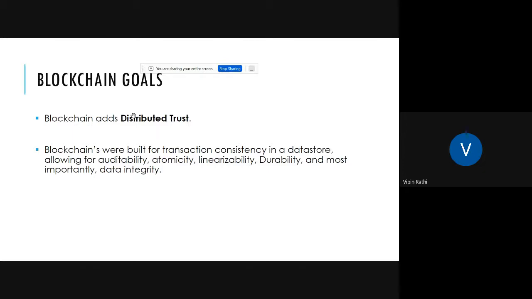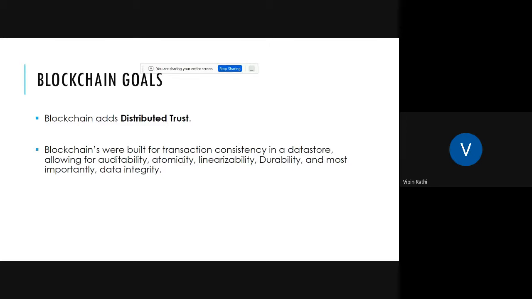Two, three important things is distributed trust in this whole ecosystem. So for that, we can remove the third party systems, for example, the bank in terms of Bitcoin. So blockchains were built for transaction consistency in a data store, right? What is a data store? We already covered, which allows us auditability, atomicity, linearizability, durability, and most importantly, data integrity.